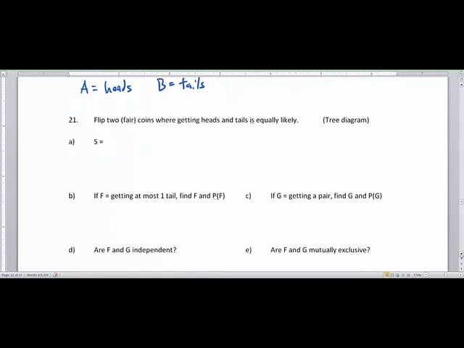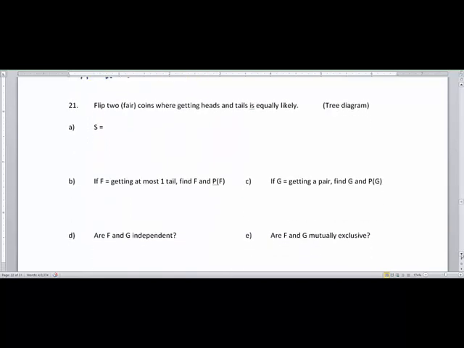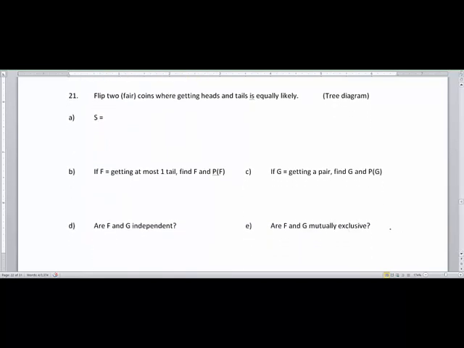So what we're going to do in problems 21A through E is test this idea of mutually exclusive and independence by talking about flipping 2 fair coins, where getting heads or tails is equally likely. The tree diagram will always start with, and this is a little bit unlocking the last section of probability here that we're going to do until we hit maybe combinations and permutations and factorial in a later video.